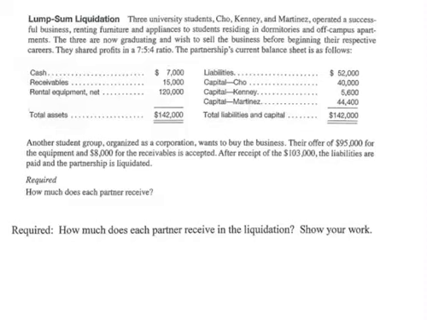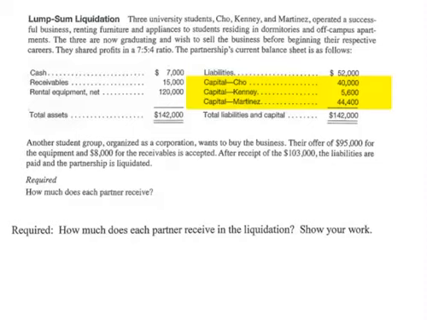Now, a good way to start is to think of it as the opposite of the formation of a partnership. When we talked about formation, we said whatever you put in becomes your capital account. So logically, whatever's in your capital account should be what you can take out. So let's start there. Cho's got a capital balance of $40,000.